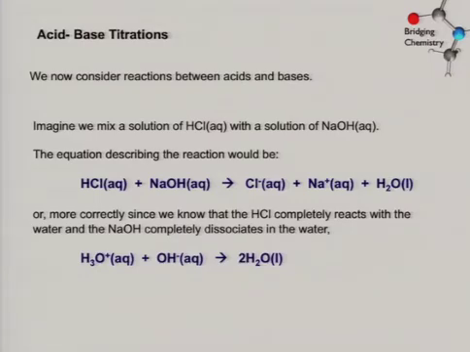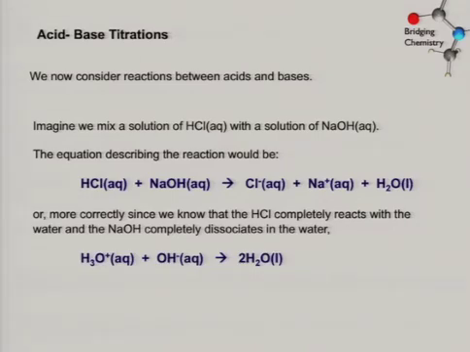And we're going to do it in this context of something called a titration, which is a way of measuring what the concentration of one of these things is. So let's imagine that we've got a solution of hydrochloric acid and we're going to mix it with a solution of sodium hydroxide. Right? Two flasks, one with hydrochloric acid in it, one with sodium hydroxide in it, and we're going to mix those together. The equation that we could write to describe the reaction would be like this. We could write HCl aqueous plus NaOH aqueous gives Cl minus aqueous and Na plus aqueous, so chloride ions and sodium ions and water. And that would be okay.